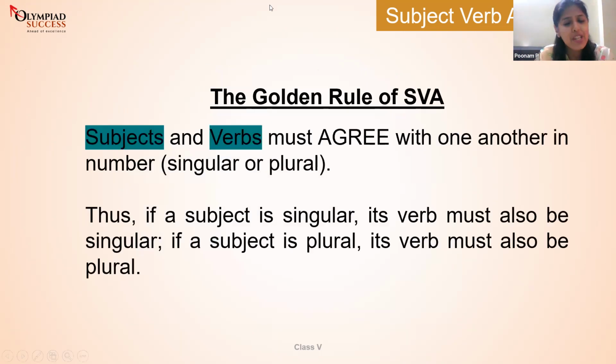Coming to subject verb agreement, there's a golden rule. That's the main important rule in subject verb agreement: subject and verb must agree with one another in number. In number means there are two numbers in English grammar, singular and plural. So when these two come together, they have to agree in number. That means if the subject is singular, the verb must also be singular. If the subject is plural, the verb must also be plural.